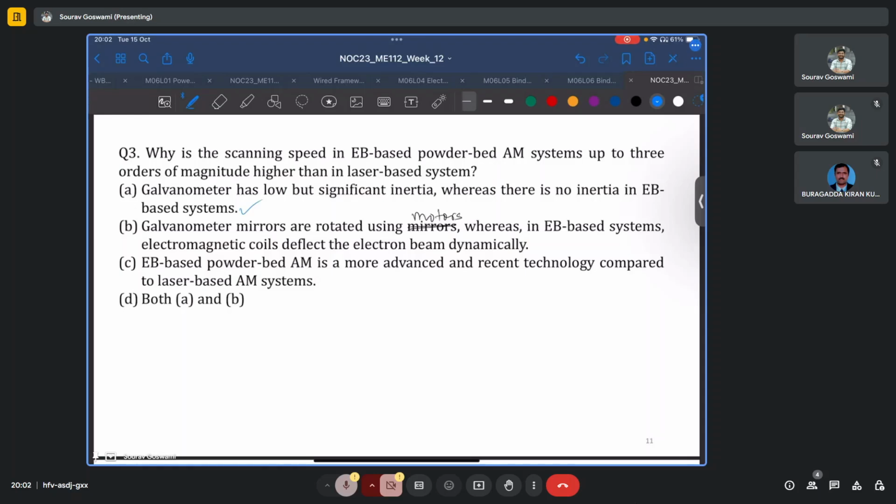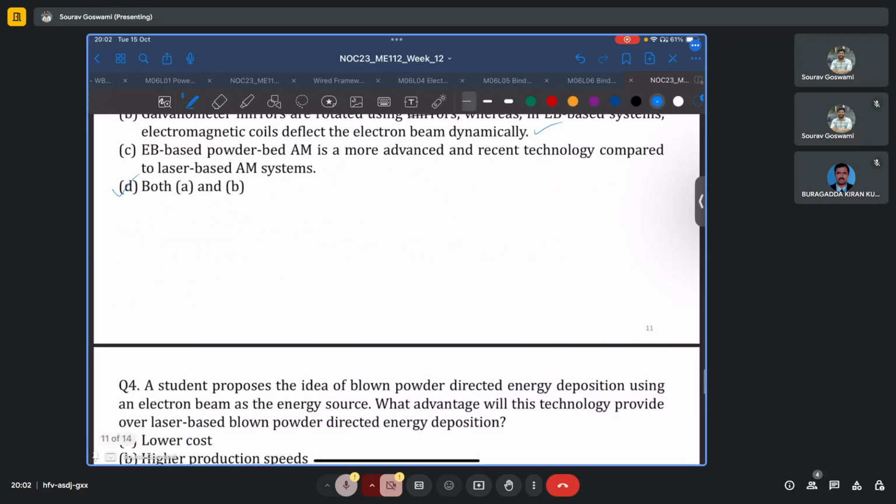In a similar tone, because of the use of electromagnetic coils that deflect the electron beam dynamically, this is definitely a faster technology than using motors and galvanometers. However, the recency or the advanced nature of e-beam processes did not really account for the faster scanning speeds. In fact, electron beam melting may indeed have been founded before these laser-based powder AM processes became common. So it is both options A and B.